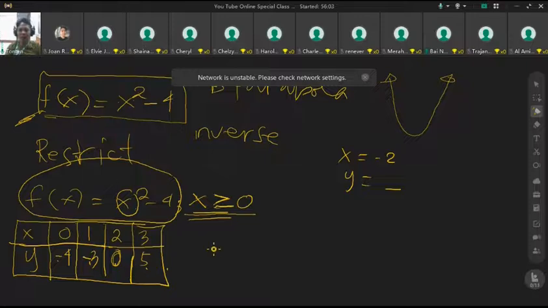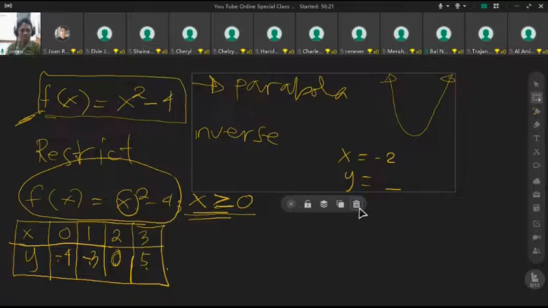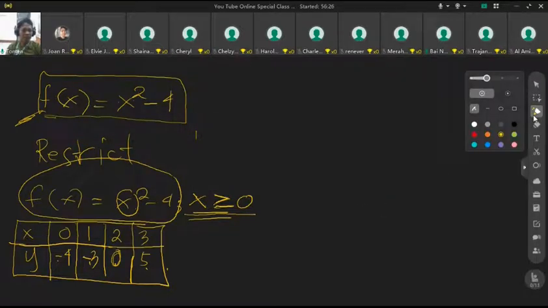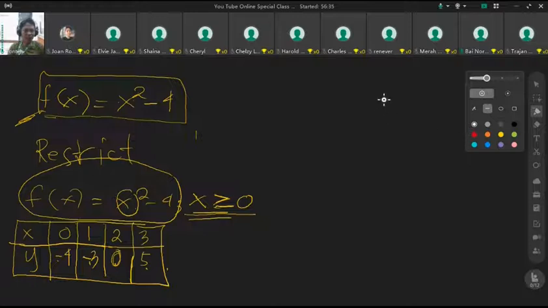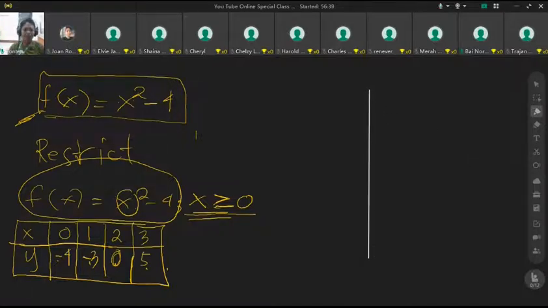Okay, this is our table of values for the restricted f of x equals x squared minus 4. How do we graph this one? By the way, I would like to thank you again and again for coming. X, Y, we have 1, 2, 3, 4. Dagdagan siguro natin ng isa.